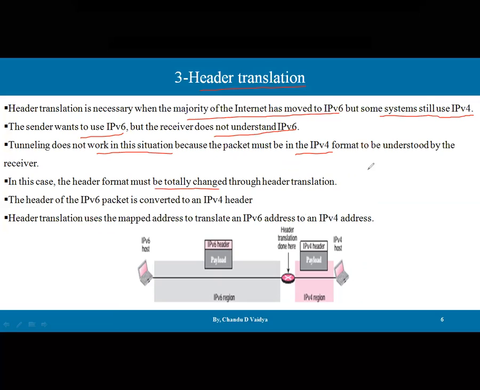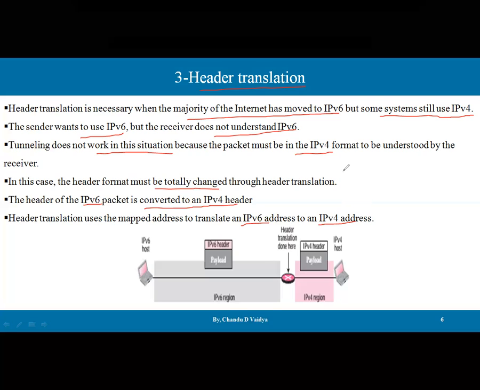In header translation, the header of the IP version 6 packet is converted into the IP version 4 header. Then header translation uses the mapped address to translate the IP version 6 address to the IP version 4 address. So what do we have to do? We have to change the address, we have to change the header format, the entire thing we have to change.